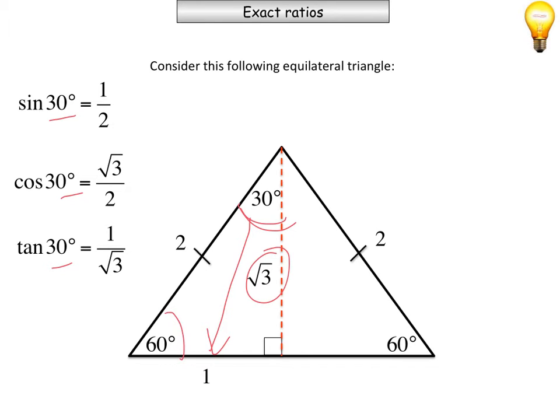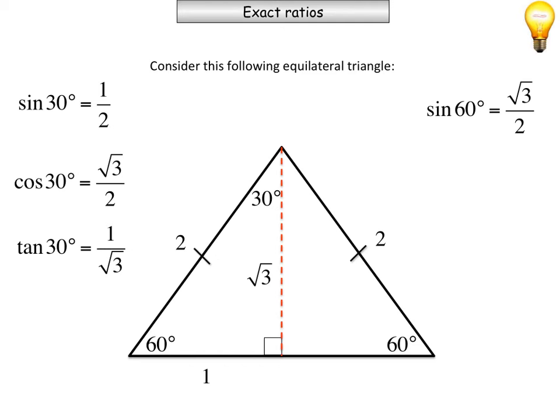We can also look at this angle down the bottom to work out sine of 60, cos of 60, and tan of 60. I'll get you to pause the video and write down the three ratios for sine, cos, and tan for 60 degrees.